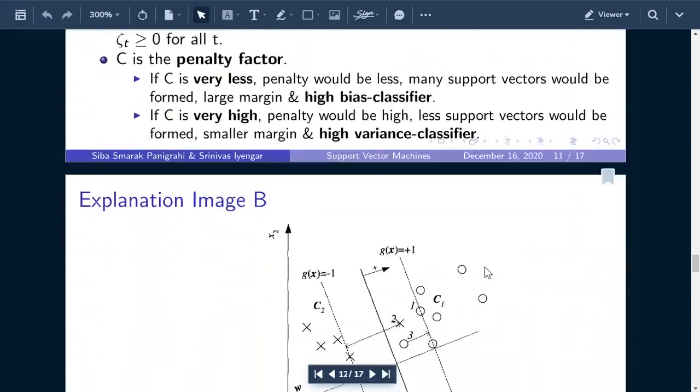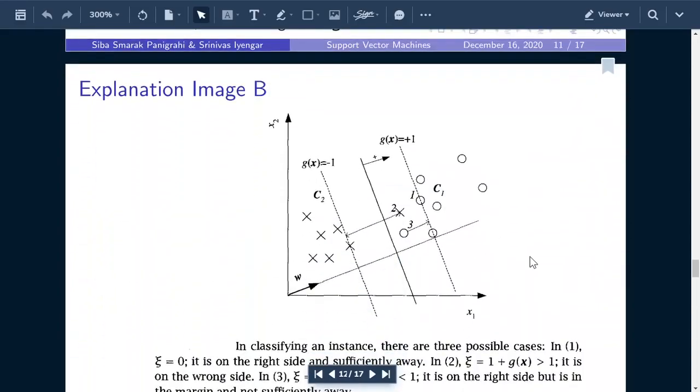Now if I go to another picture, you can see there are points like 2 and 3. 2 is a cross, 3 is a circle. 2 belongs to C2, but it is on the wrong side of the hyperplane. And 3 is a circle. It is on the right side of the hyperplane, but between the hyperplane and margin. So the ideal case should be what I wanted: that cross should be sent away to the C2 side, and this circle should be moved and thrown away to the C1 side. But our luck is not that good, and we have landed in such a horrible position.